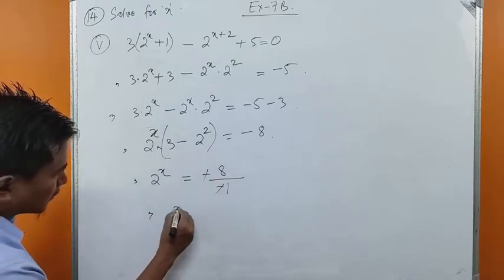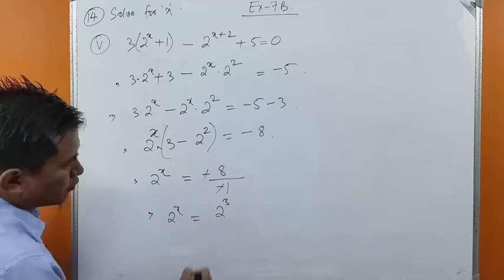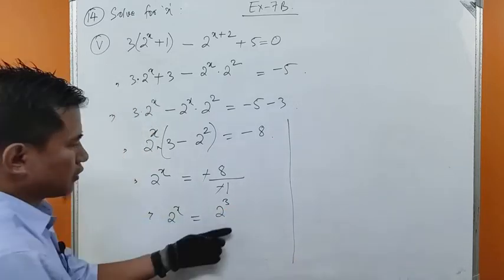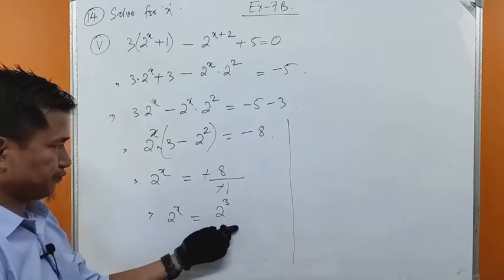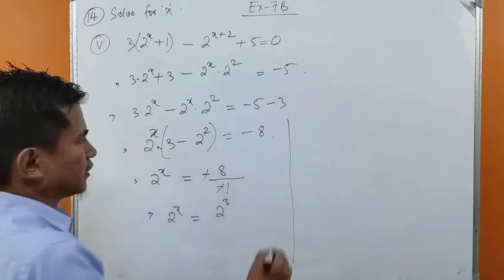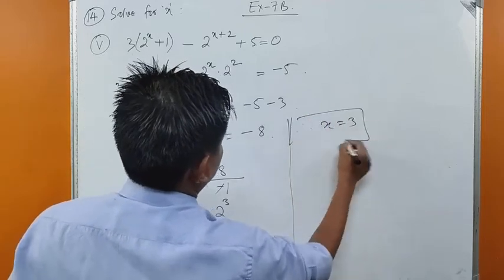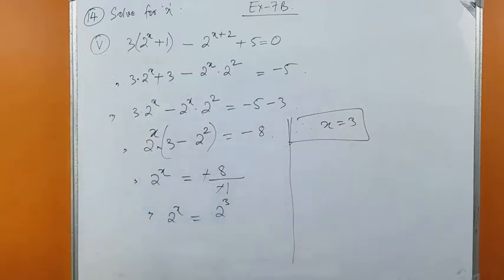2 to the power x equals 8, which means 2 cubed, and there is 1 in the denominator. Every number has 1 in the denominator; we need not write 1 in the denominator. 8 is 2 cubed. So 2 and 2, equal base. That means therefore x equals 3. So we are asked to find the value of x, which is 3.